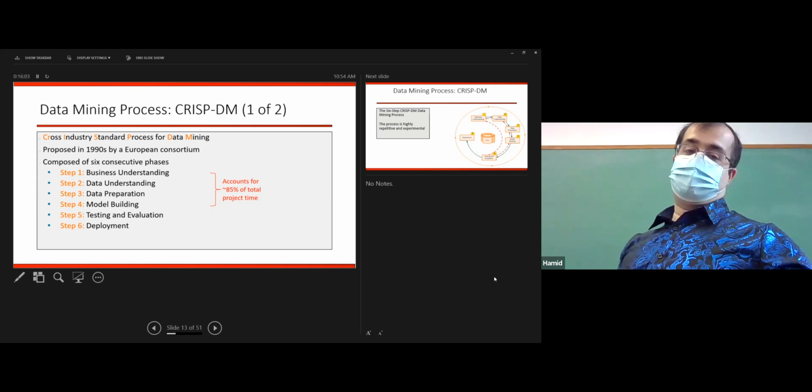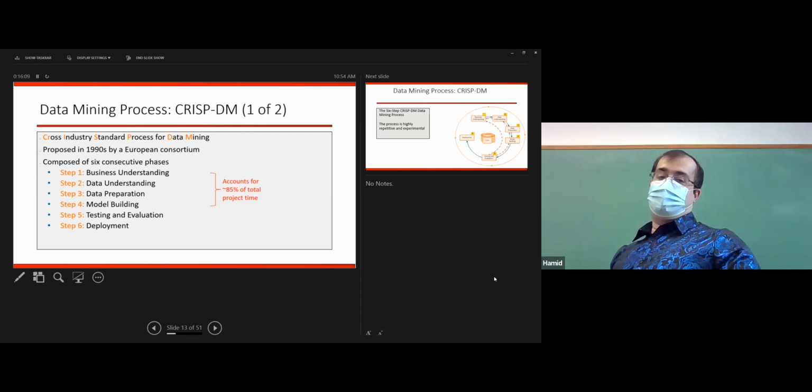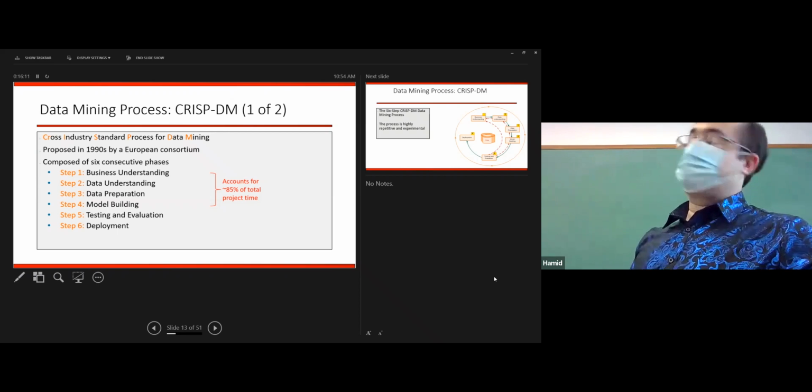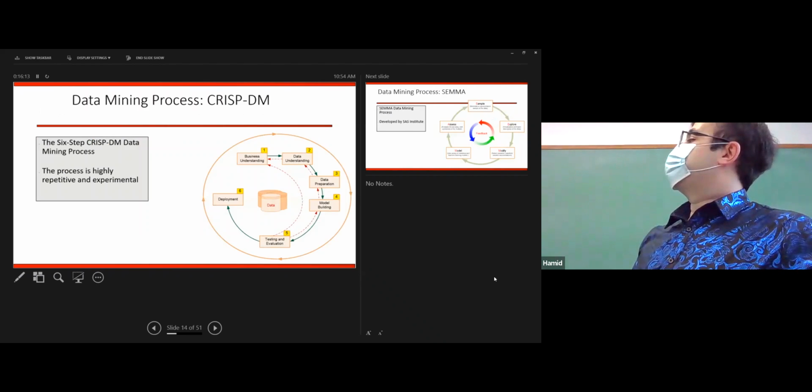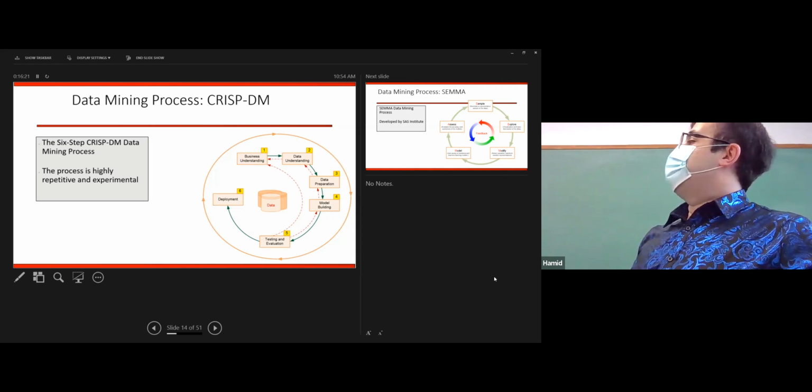So for example, CRISP-DM is the most famous one. It was proposed in 1990 by a European consortium. The second takeaway that you can get from this figure is that the overall process is not one way.